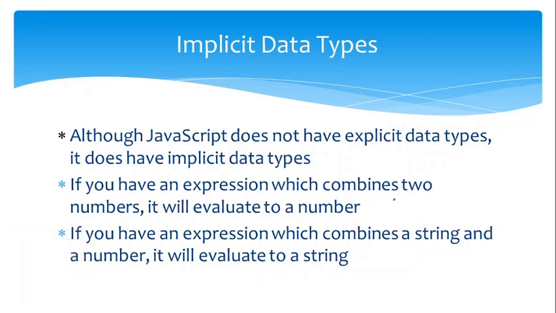Example, here 10 plus 10. 10 plus 10 is 20. But here 10 plus "10" in double quotes, it will give you the answer 1010 because it will be considered a string, it will not be considered a number whenever you write it in double quotes. I hope you understand this. This is an implicit data type. We will see the example also.